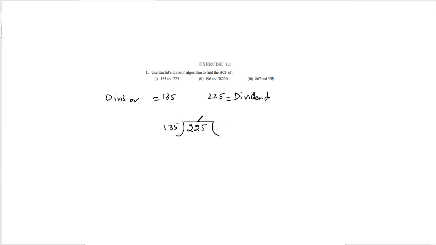135 ones. It will go one time, obviously 135 ones are 135. Two times it will be more, and 225 minus 135 is equal to 90. Okay, so this is the first step.